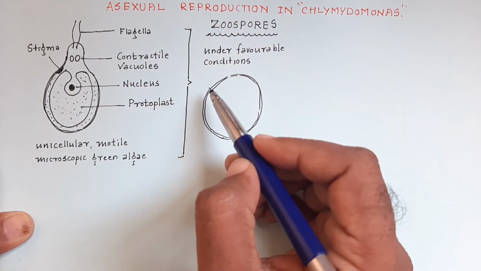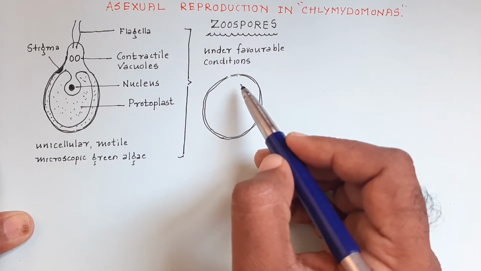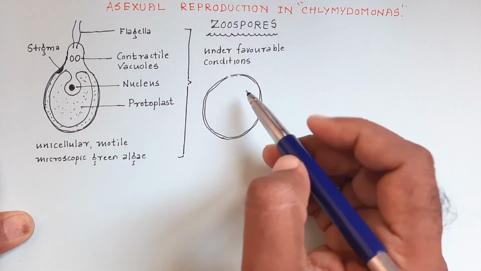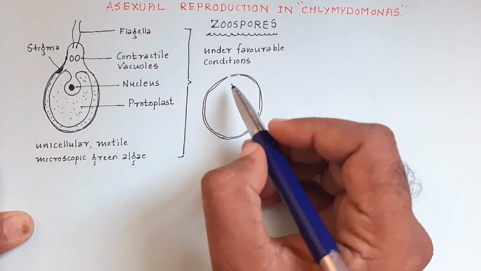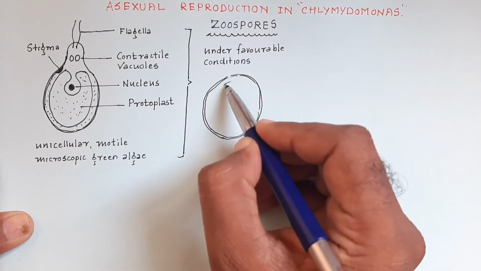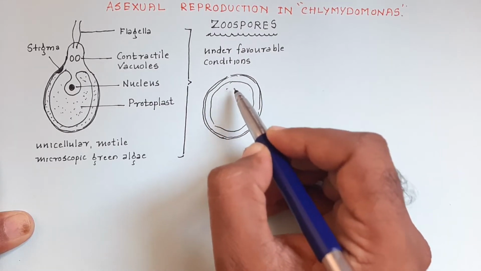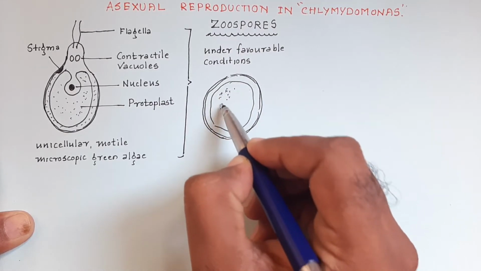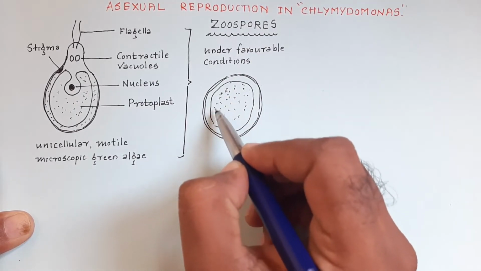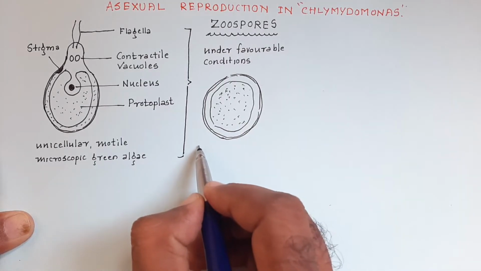Also, the contractile vacuoles disappear. Two changes occur initially, so that only the protoplast remains in the parent cell. Two changes take place under favorable conditions.